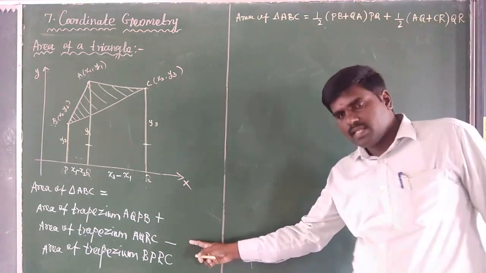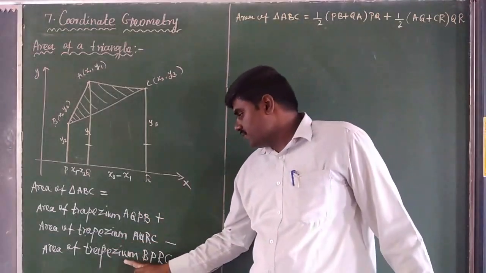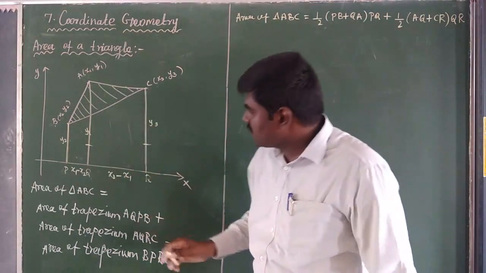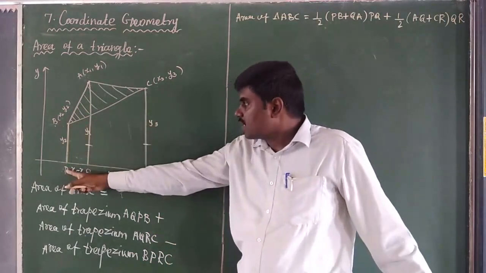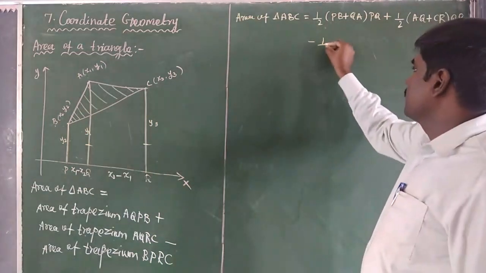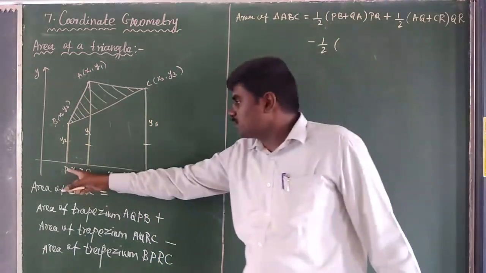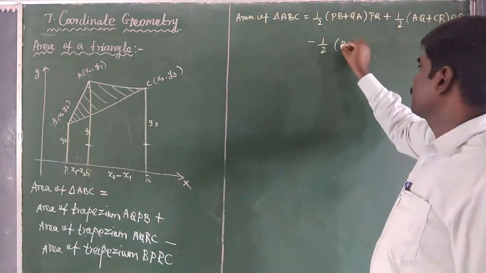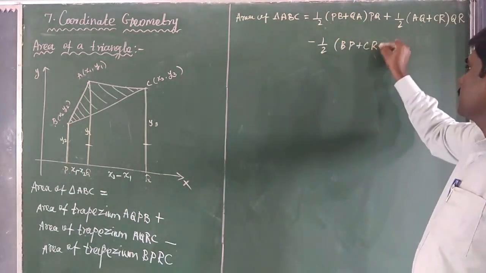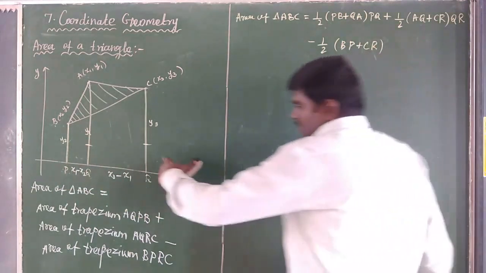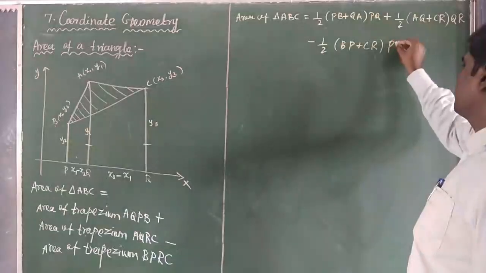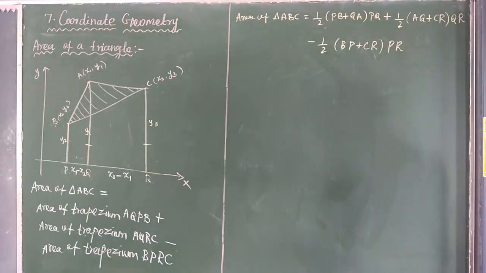Next, minus the area of trapezium BBRC. That is the remaining part you separate. But here, what sides are parallel? BB, next CR. The two sides are parallel only. But here, minus half into, again the same, the sum of the two parallel sides, BB plus CR, into what's the height? The distance between the two parallel lines, that is BR. That is the total distance of BR. Is it clear? Now you calculate.